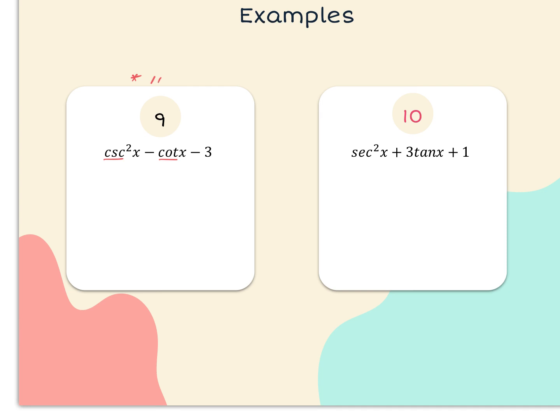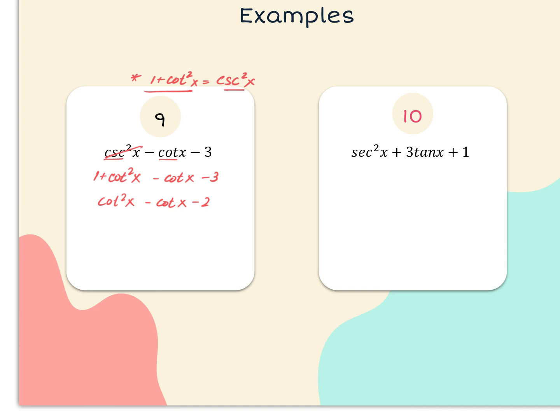So I know that 1 plus cotangent squared x equals cosecant squared x. That's one of my identities. So if this equals this, then I can substitute for this one. I can substitute 1 plus cotangent squared x minus cotangent of x minus 3. Again, combine my like terms: cotangent squared x minus cotangent of x, and 1 plus negative 3 is minus 2.